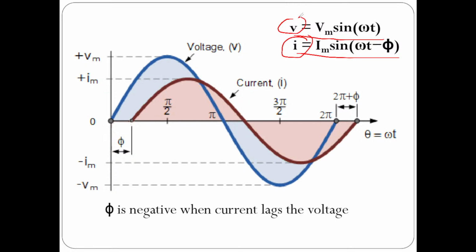So I is equal to Im sin omega t minus phi. Why minus phi? The reason behind that is current lags voltage by phi.